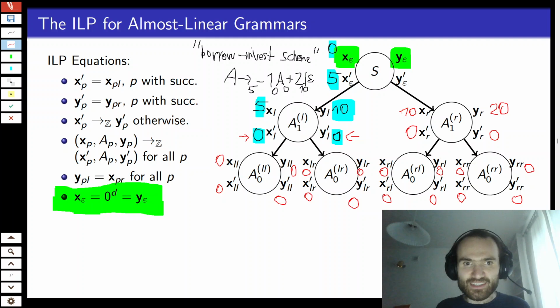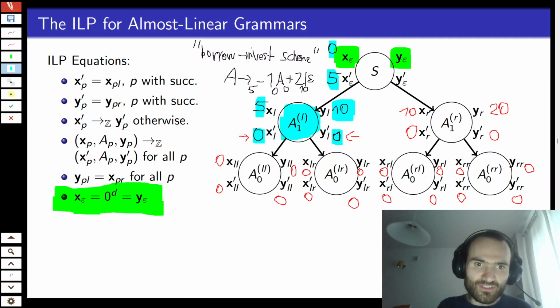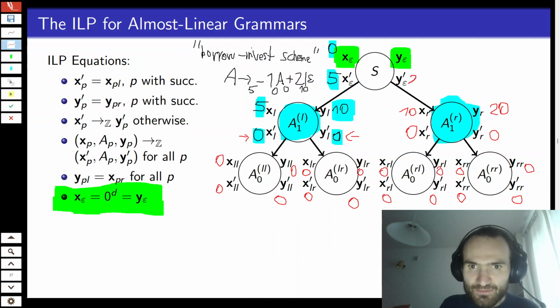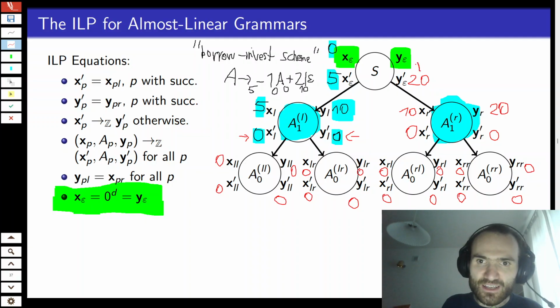And the main thing is, you choose an anti-chain of non-terminals where you want to invest your money. And in this case, you chose these two locations to invest your money. Now you get back here with 20, and you have to pay back 3 times what you borrowed at the start. So here I borrowed 5, so what I have to pay back is 15, so this means here I go to 5.